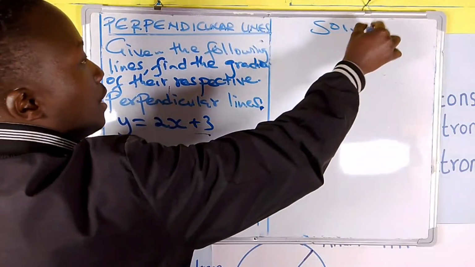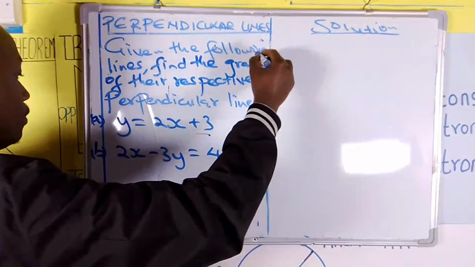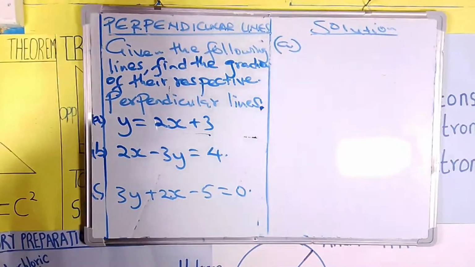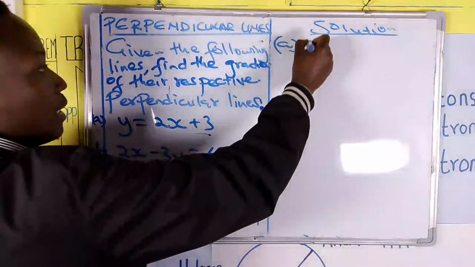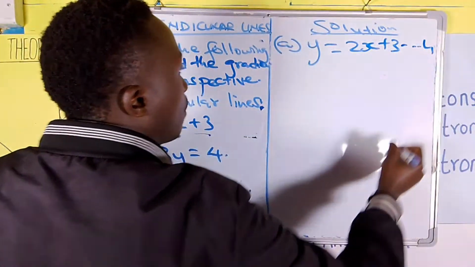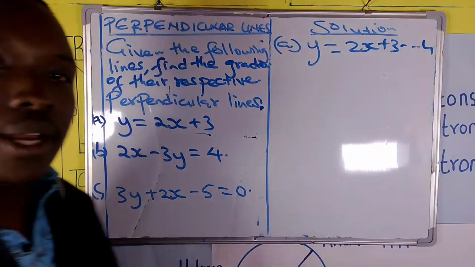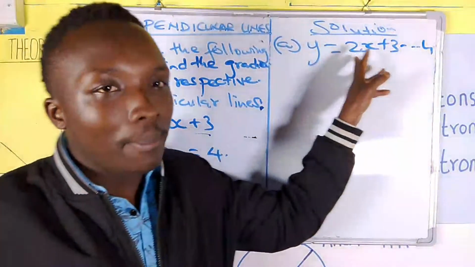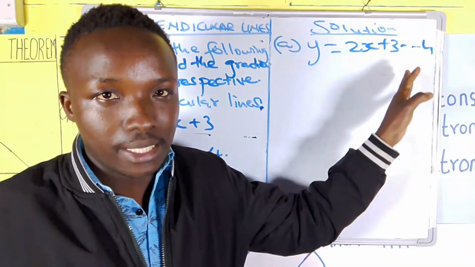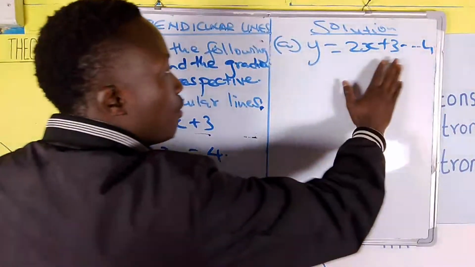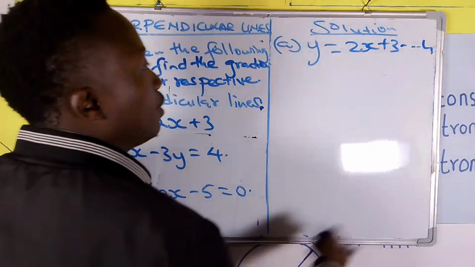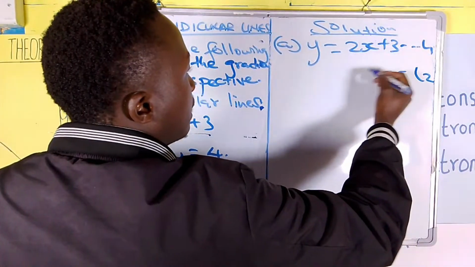So we have our solution here. To simplify this, for instance, the first one is y is equal to 2x plus 3. Let us call that line 1. We now want to find the gradient of a line perpendicular to y equals 2x plus 3. We can call the line whose gradient we are determining line 2.